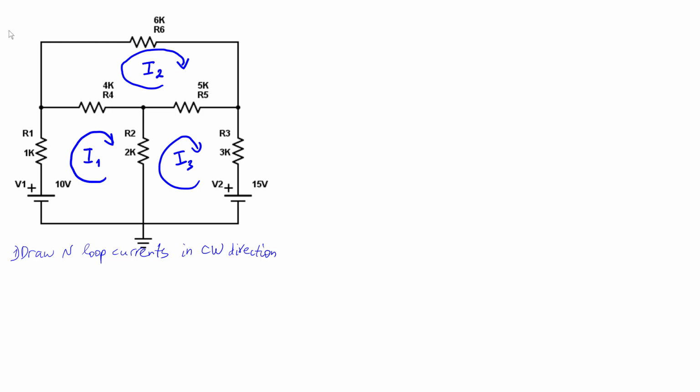Now step number 2, write a matrix. This matrix, we will call it R, and the dimensions of that matrix will be n by n. Pay attention that n is the number of loops that we have. So let's start doing that. Since we have 3 loops, the matrix will be 3 by 3. So let's draw it here. This matrix will be 3 rows by 3 columns.